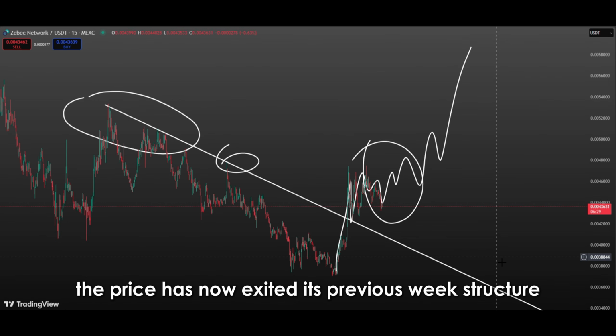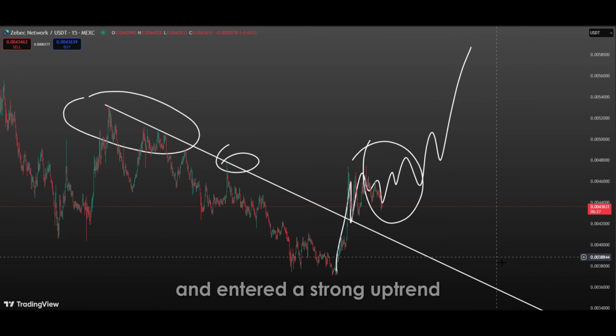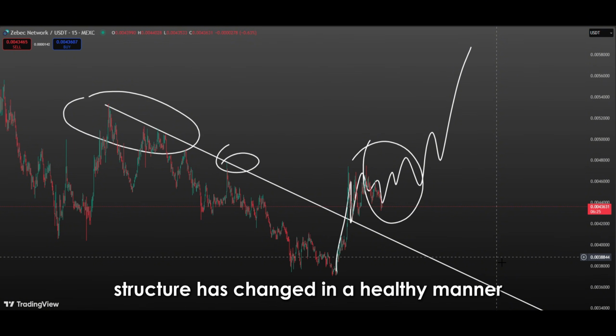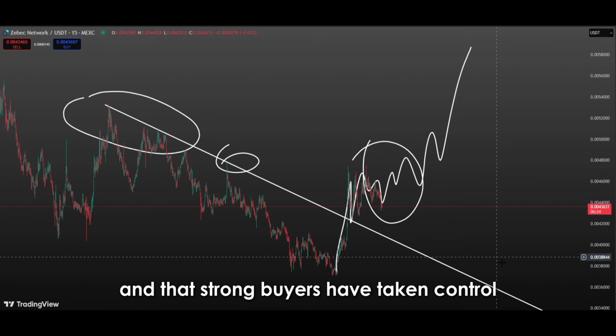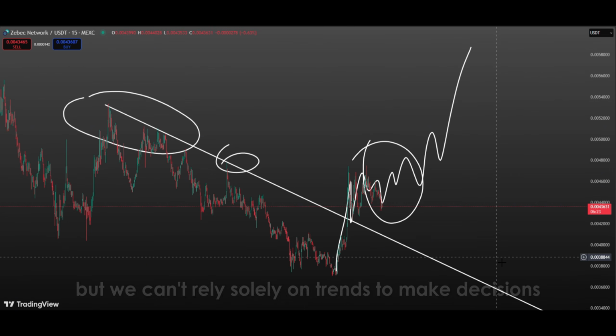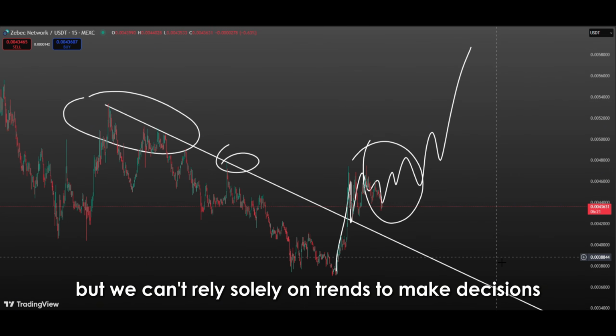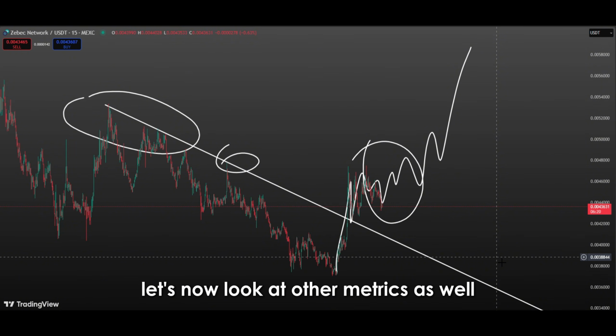The price has now exited its previous weak structure and entered a strong uptrend. This indicates that the market structure has changed in a healthy manner and that strong buyers have taken control. But we can't rely solely on trends to make decisions. Let's now look at other metrics as well.